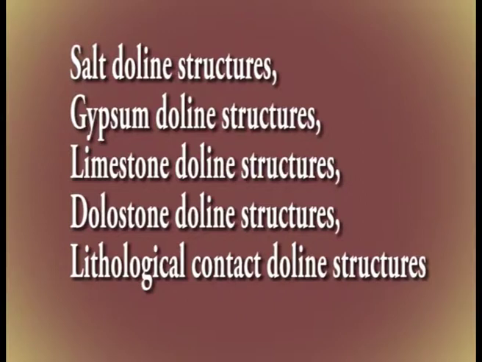Doline structures distinguished on the basis of the lithology include salt doline structures, gypsum doline structures, limestone doline structures, dolostone, and lithological contact doline structures. For example, some doline structures developed at the contact point between a limestone and a not soluble rock such as basalt. In some peculiar geological and climatic environments, it is also possible to find doline structures in a very low soluble rock such as quartzitic sandstones.